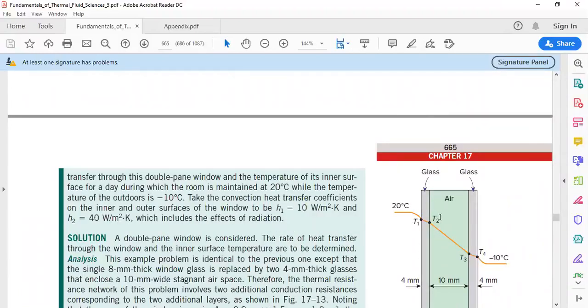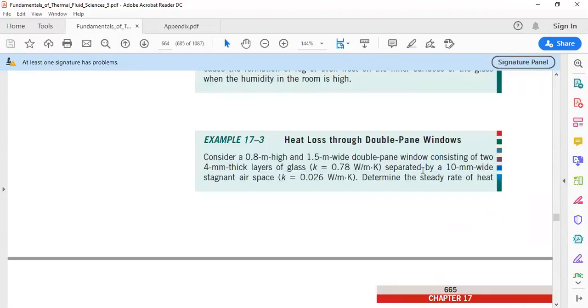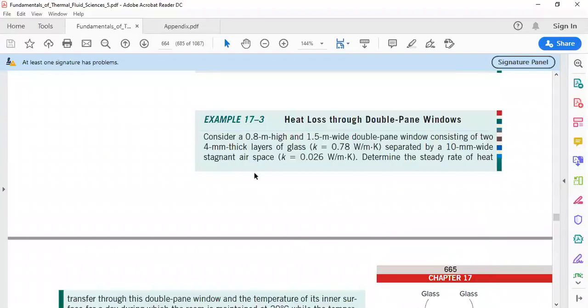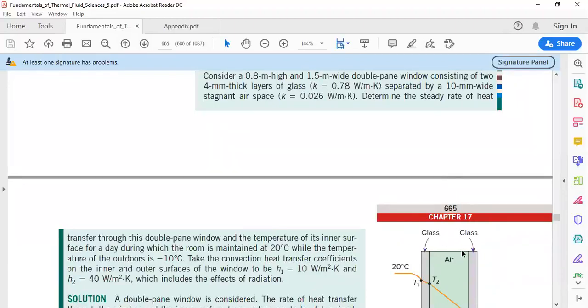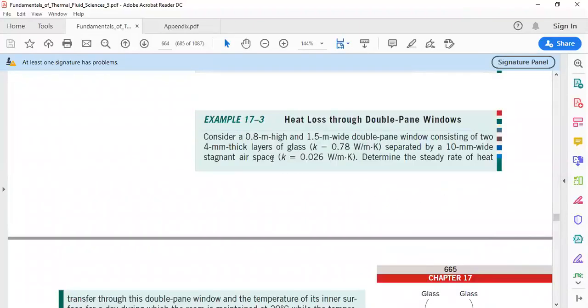So we don't see that dimension actually. So this is the 0.8 and the 1.5 is normal to the plane. Consisting of two 4 millimeter thick layers of glass, which have a thermal conductivity of 0.78 watt per meter Kelvin, separated by a 10 millimeter wide stagnant airspace, which has a thermal conductivity. Stagnant means it's not moving. That means there's no convection in there. It's just conduction. And it has a thermal conductivity of 0.026.